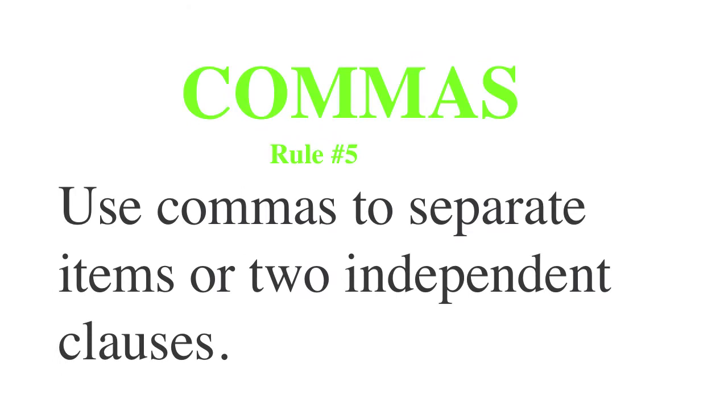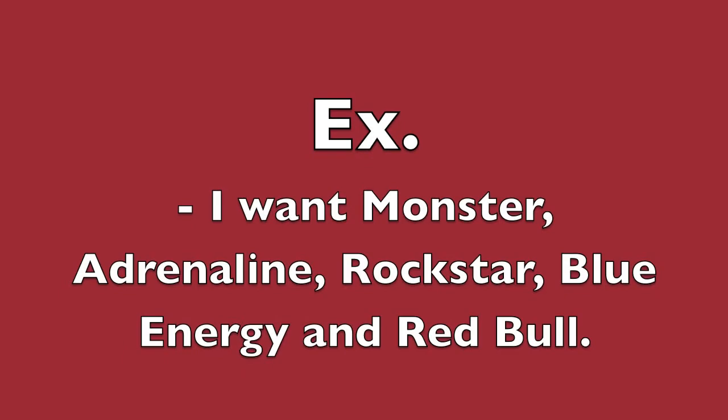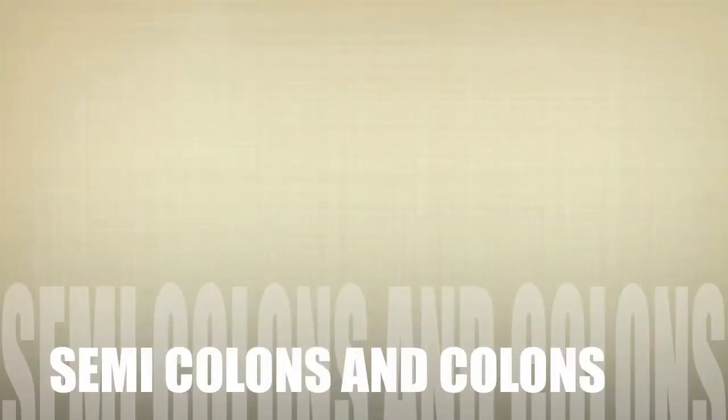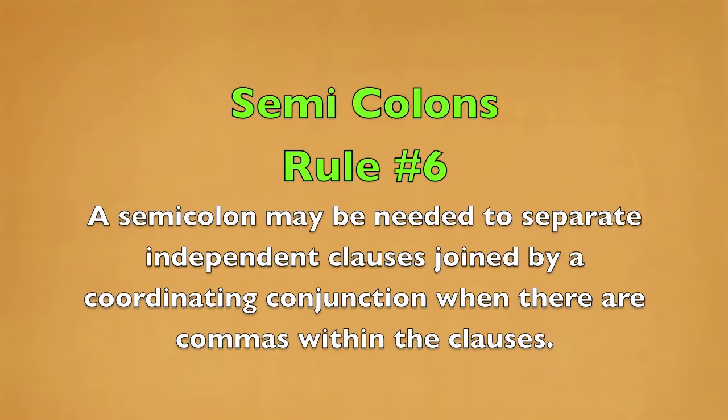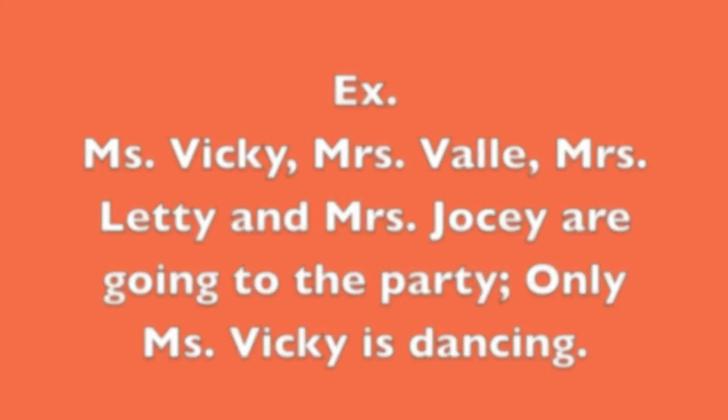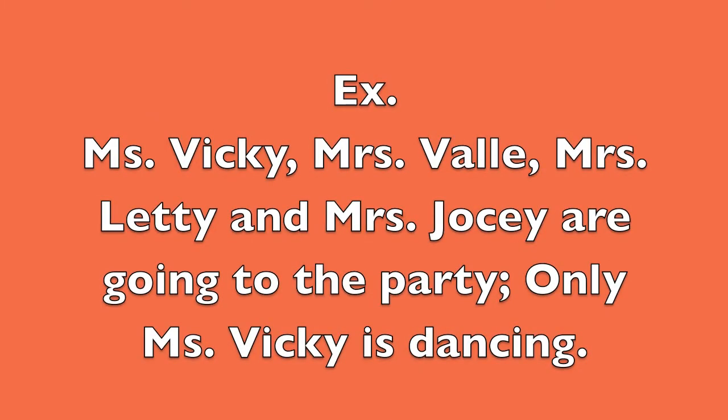Use commas to separate the two dependent clauses. Monster, Adrenaline, Rockstar, Glenergy, and Red Bull. A semicolon may be needed to separate independent clauses joined by a coordinating conjunction when there are commas within the clauses. Miss Vicky, Miss Vi, Miss Letty, and Miss Josie are going to the party. Only Miss Vicky is dancing.